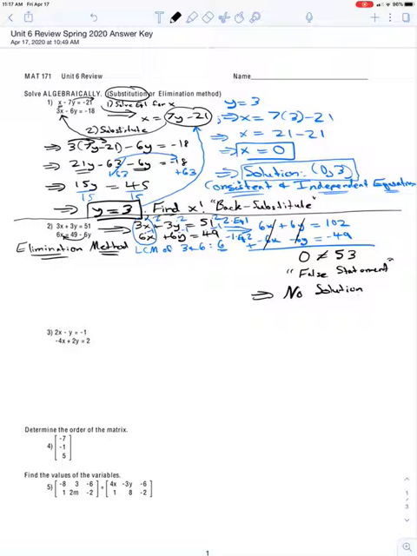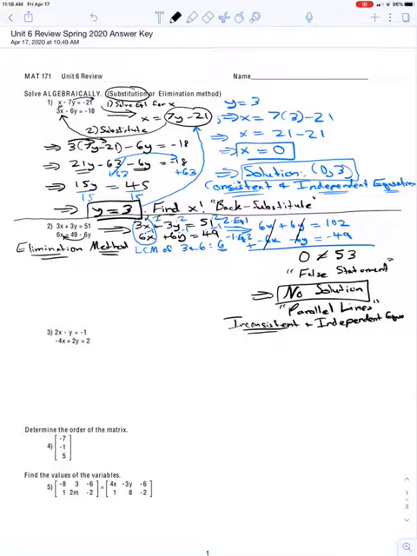It means these two lines are parallel. So that's another conclusion. If you want to check it graphically, these are lines with the same slope and different y-intercepts. And this is an example of an inconsistent system. This one's inconsistent. All right, and independent equations. So again, that's looking at no solution.